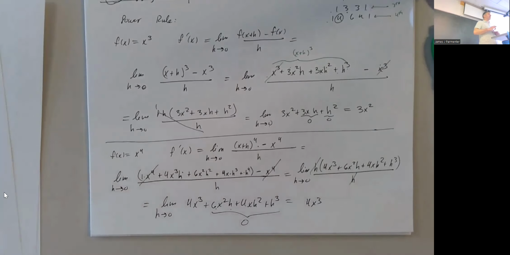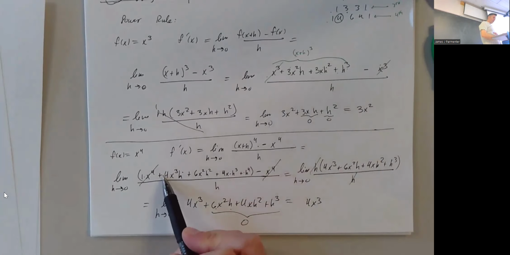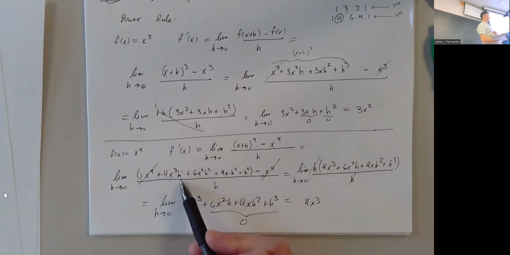That's why this always ends up being the power you had moving down times x to the 1 less power, because that's always going to be the second term of your expression. Your old power times x to the 1 less power times h to the 1 more power. Questions before I do one more like this? One more that's going to give us the power rule.